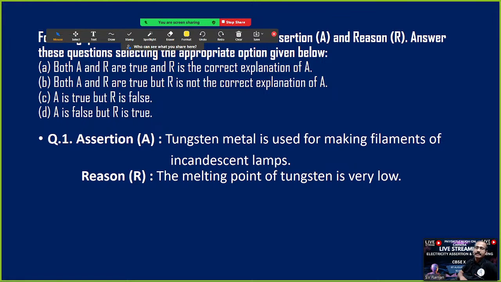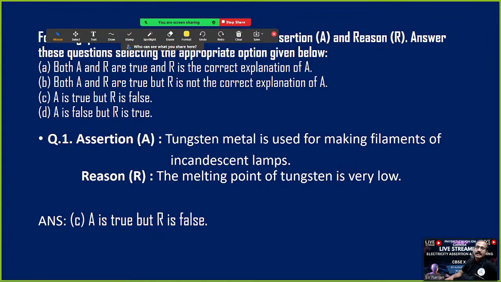Now, tungsten metal we are using in incandescent bulbs, that is the assertion. What they are saying in the reason is, the melting point of tungsten is very low. So what is melting point? This is one doubt. For example, if more current flows, more resistance comes, automatically what happens? The fuse element will go off.